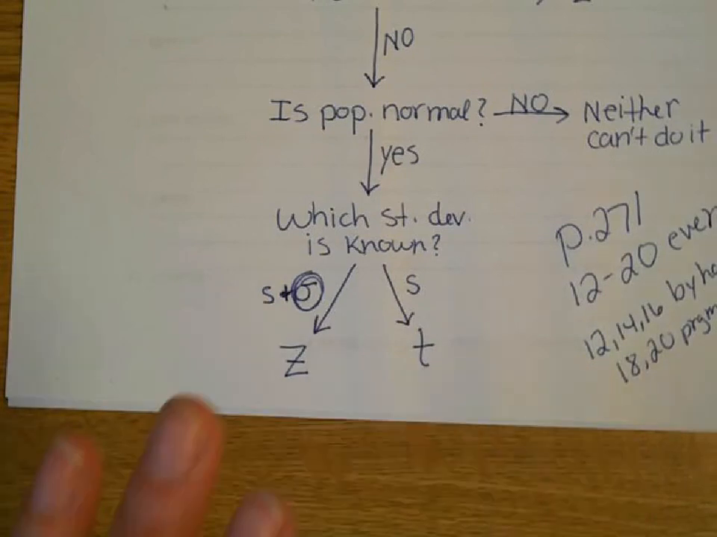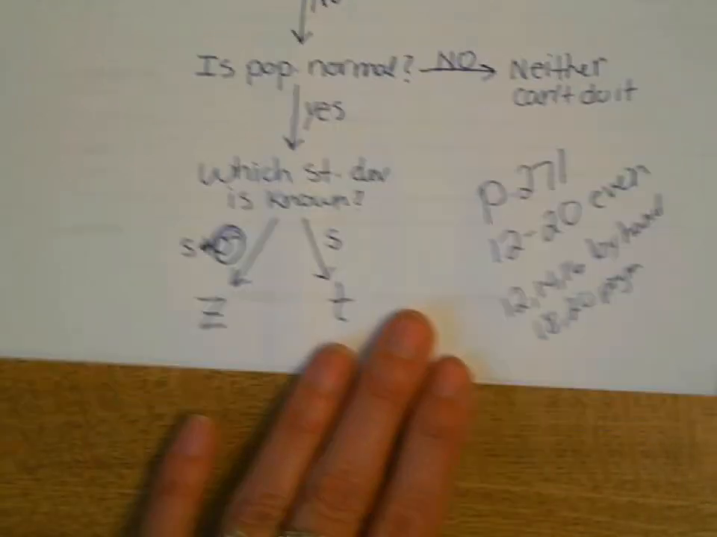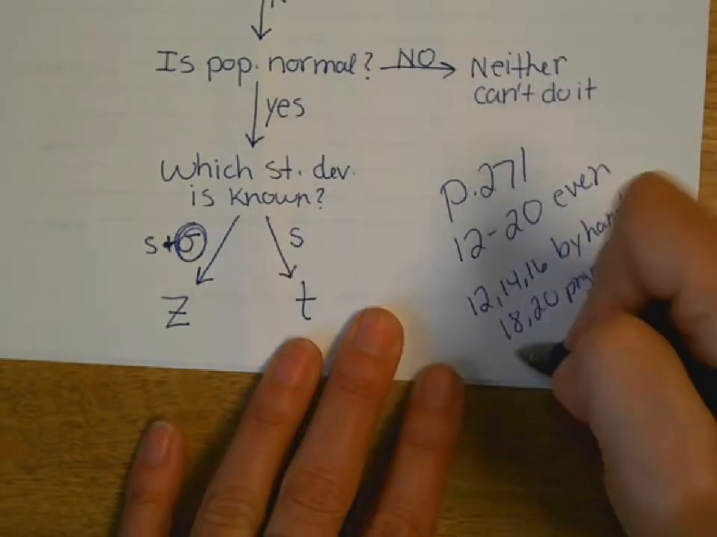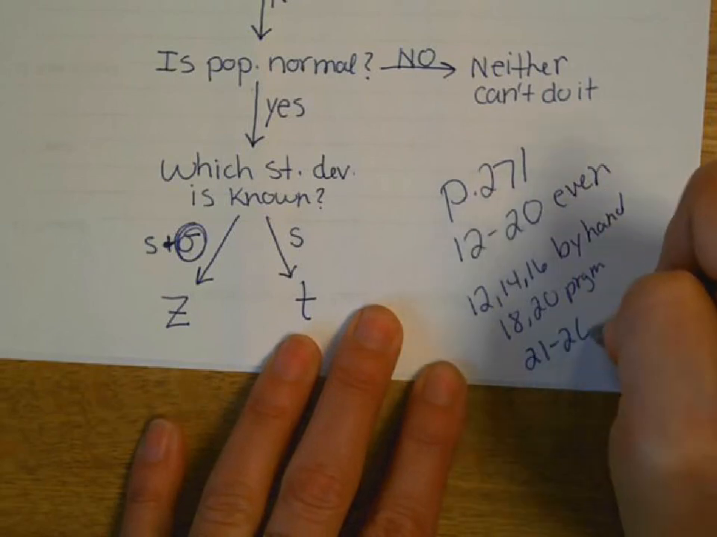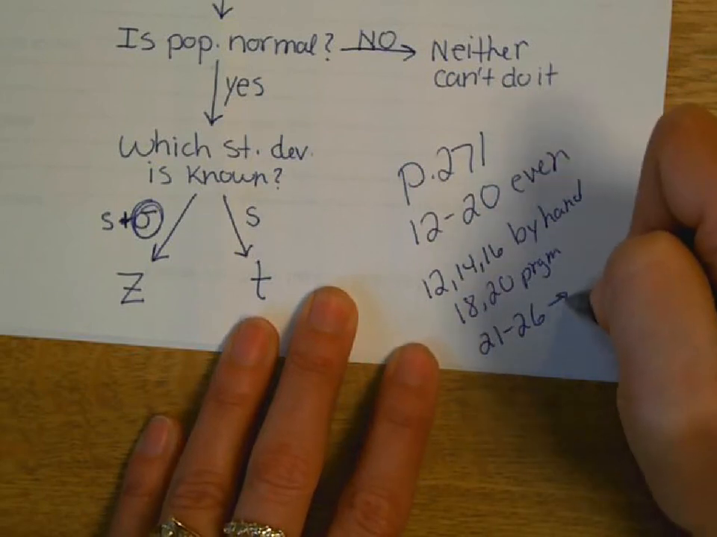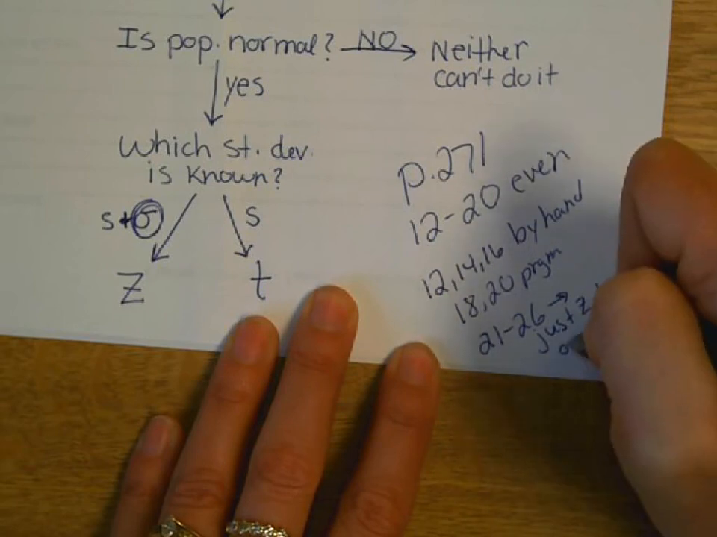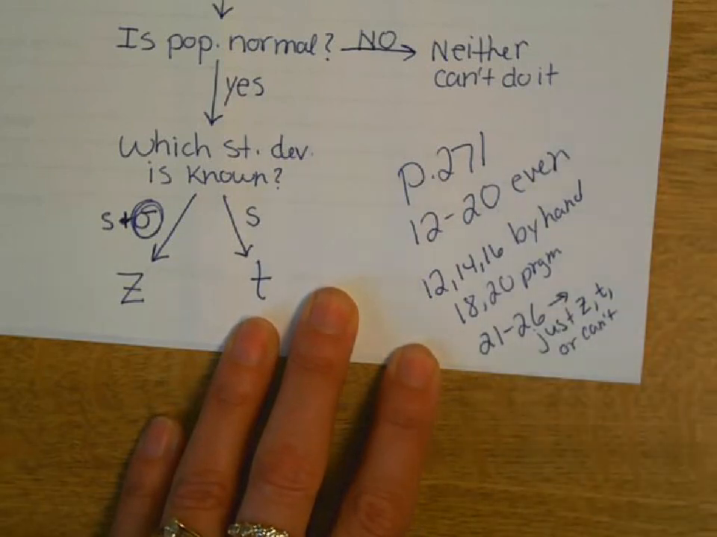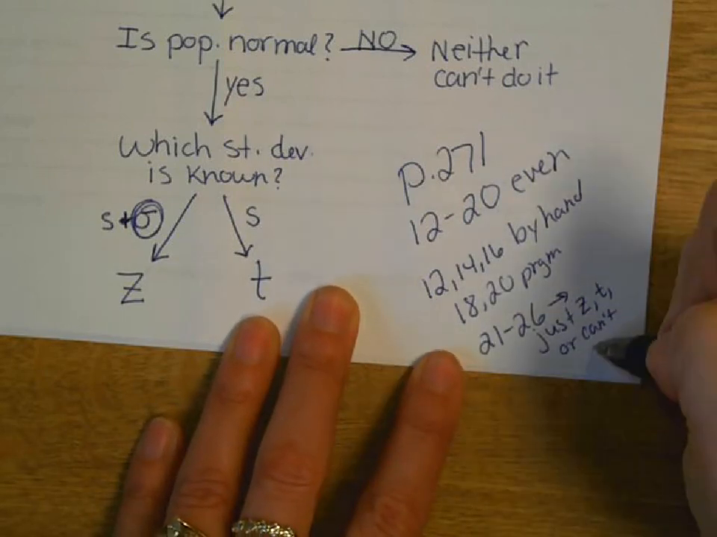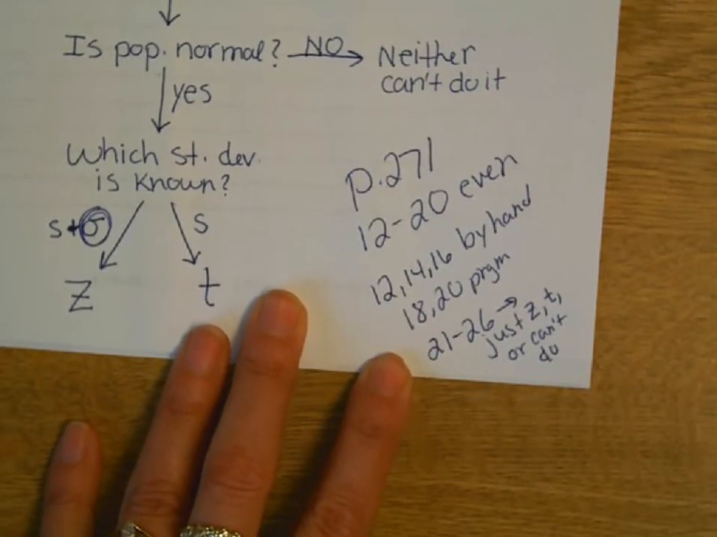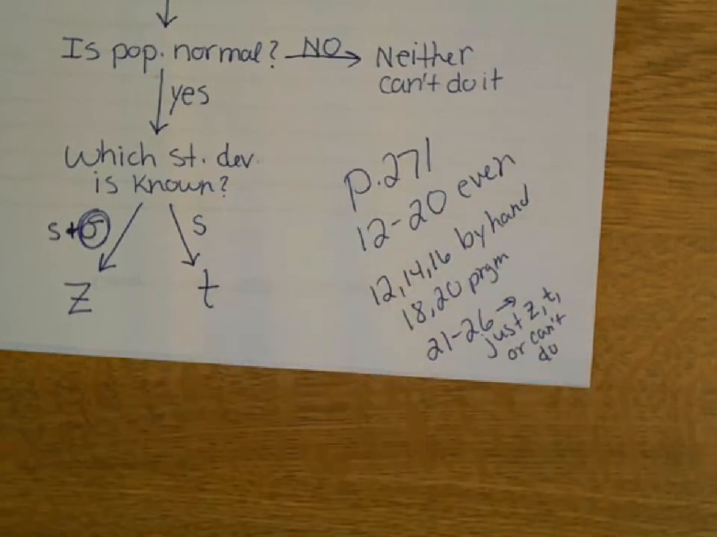And then 21 to 26, all I want you to do is use this flow chart to tell me whether you're going to do a Z or a T. So 21 to 26, you're only answering Z, T, or can't do it. The book is asking you to do the whole interval business, figure out which one it is and do it, but I think you've already had enough practice with it. So are my directions clear as mud? Okay.